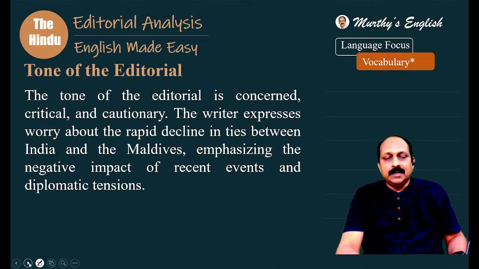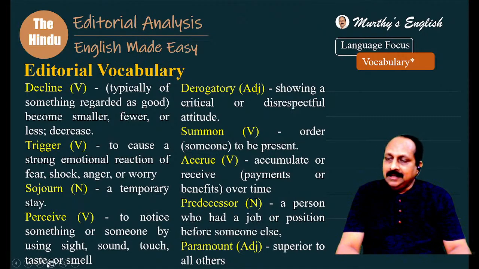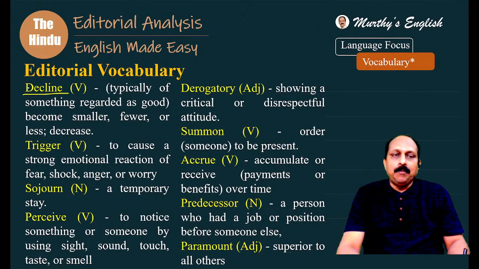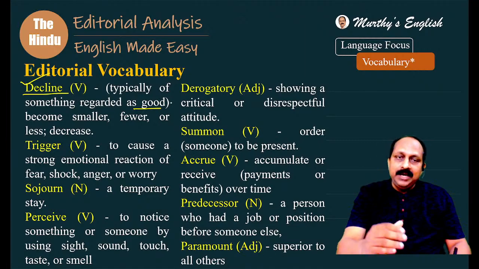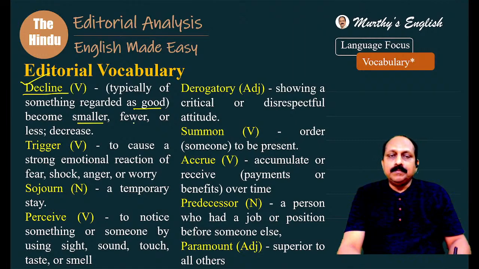Before I go to the editorial analysis, I would like to touch editorial vocabulary. We have about 10 words. What is the first one here? Decline. Decline, we have got many a time, part of speech verb, and meaning of the word decline, typically of something regarded as good. Initially, something is good, then slowly it goes down, becomes smaller, fewer, or less. In a nutshell, decrease. But here you have to know the combinations: declining standards, declining numbers, declining quality, declining ties.